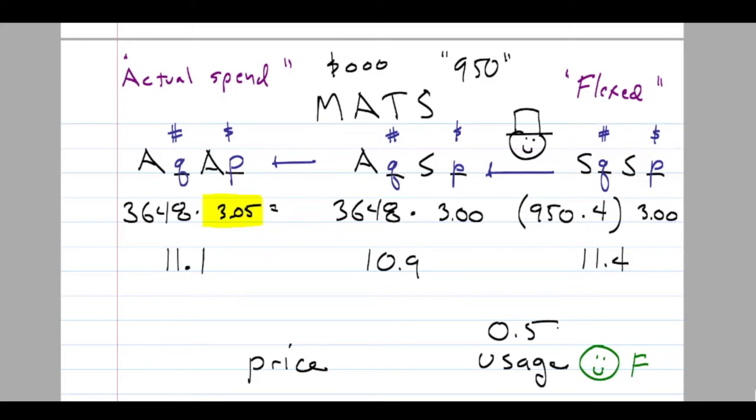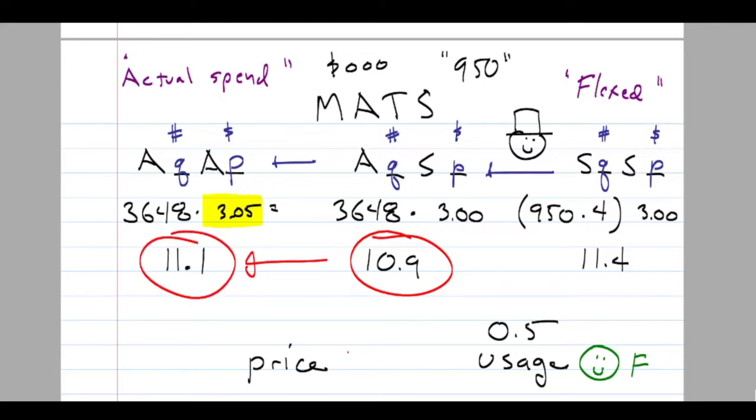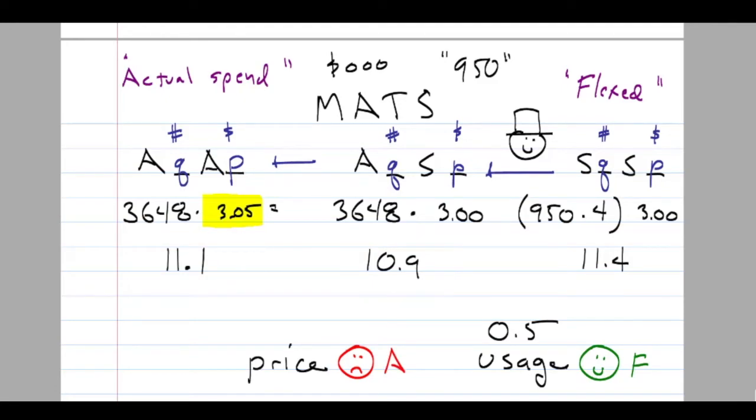Now, moving to the next part of this, when we go to the supplier and we buy 3,648 kilos, it should cost 10.9 thousand. It did cost 11.1. Right away, we can see that we spent more. That's adverse, and the difference is 0.2. So the direct materials price variance is 0.2 adverse.